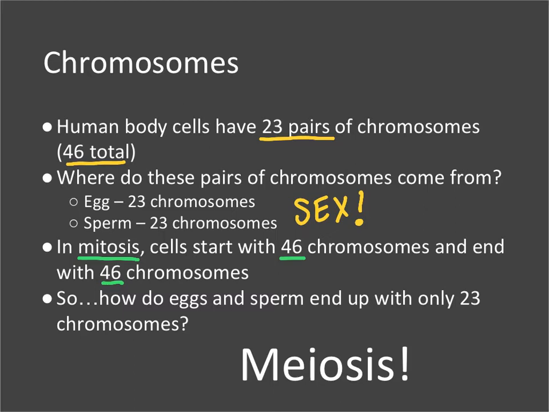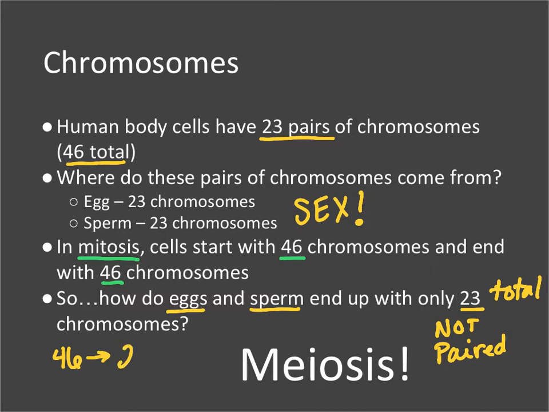So how do these sex cells, so eggs and sperm, how do they end up with 23 total chromosomes? It's important to note that these are total chromosomes. They're not paired up anymore. And the process that takes the 46 chromosomes and separates them down into these cells with 23 chromosomes is meiosis.